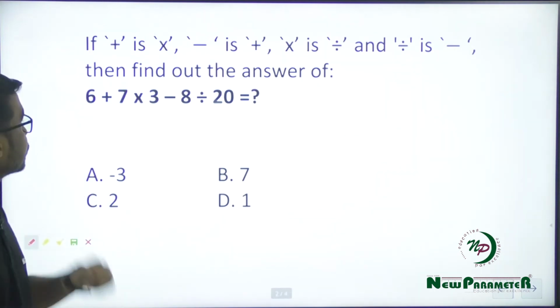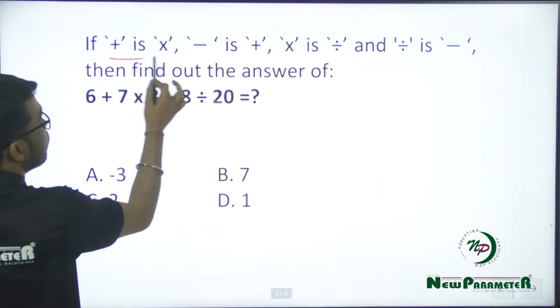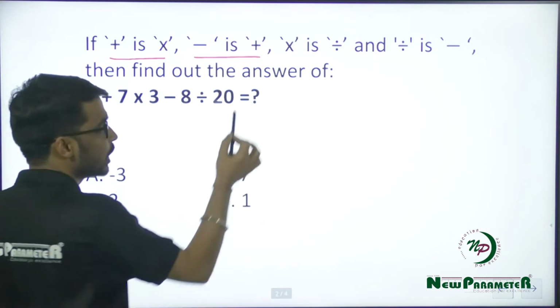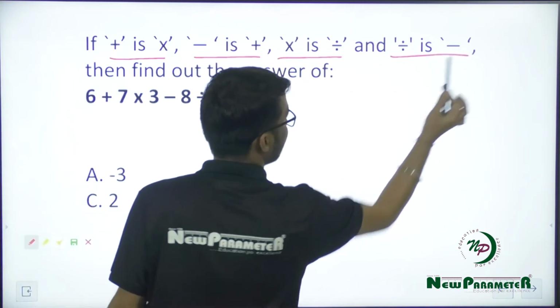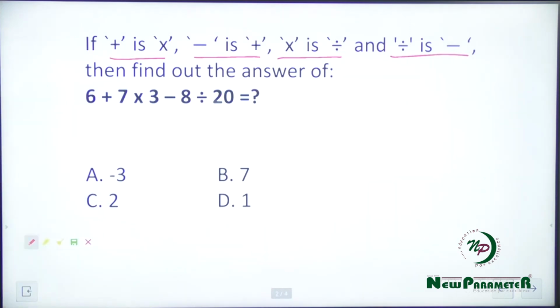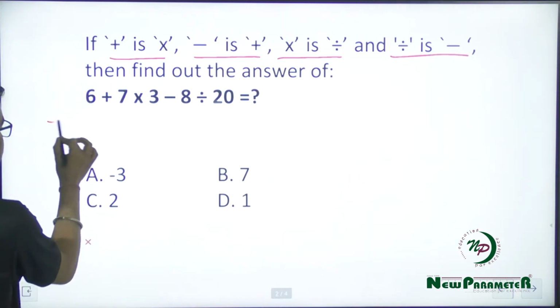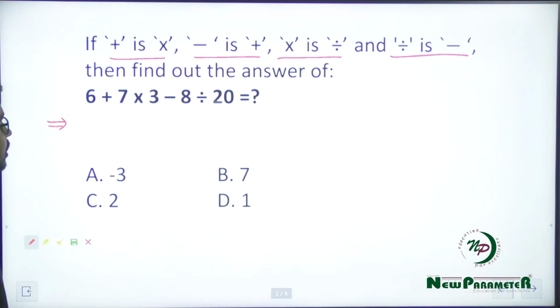Here the instructions given to me: if plus means multiply, minus means plus, multiply means divide and divide means minus, then what would be the answer of this equation? So I will be changing this equation according to these set of instructions.